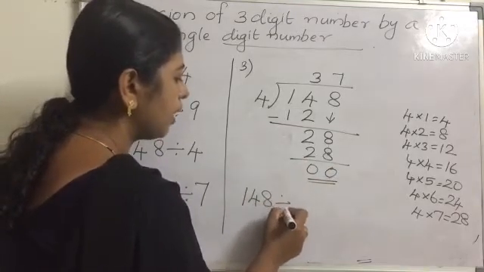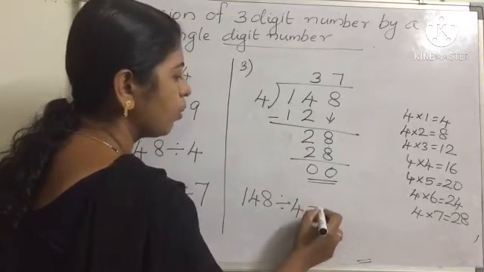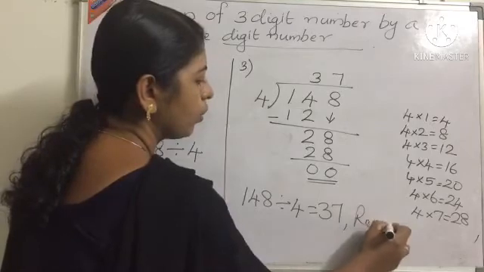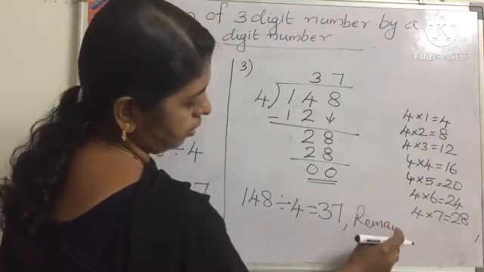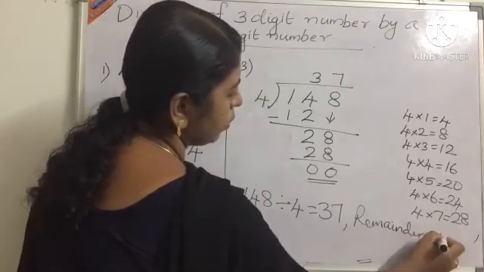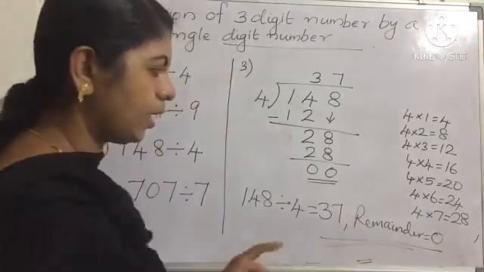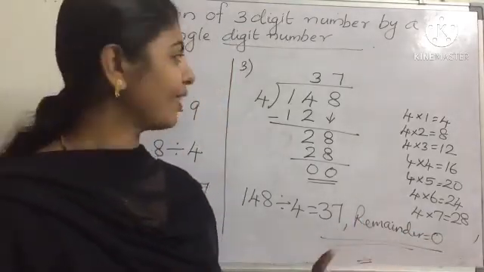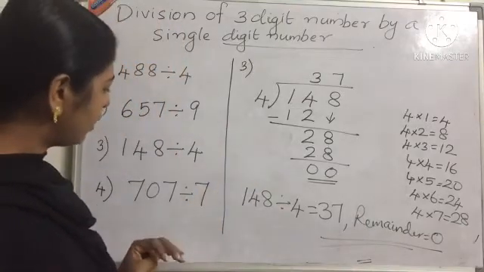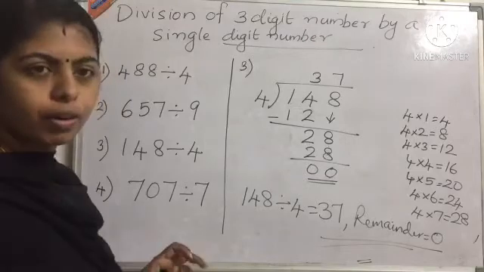Okay, then 148 divided by 4, it's equal to 37. And remainder equal to 0. Okay, now you know the spelling of remainder. Okay, so that is the third one's answer. Then we can go to the fourth question.